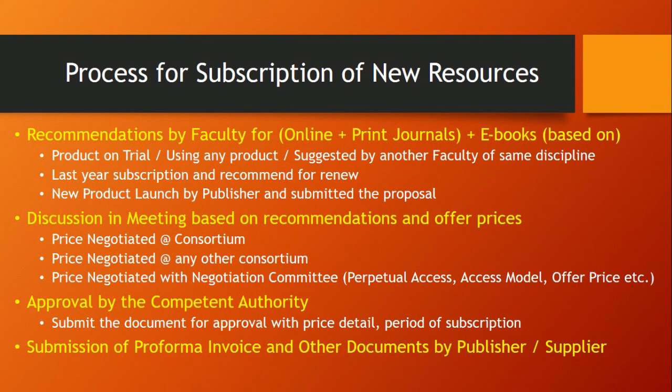In general, if it is a college or university or organization, the authorized users who are eligible to recommend resources for purchase are faculty. They can recommend any kind of document, whether it is an online journal, print journal, or e-books. And how do they recommend?